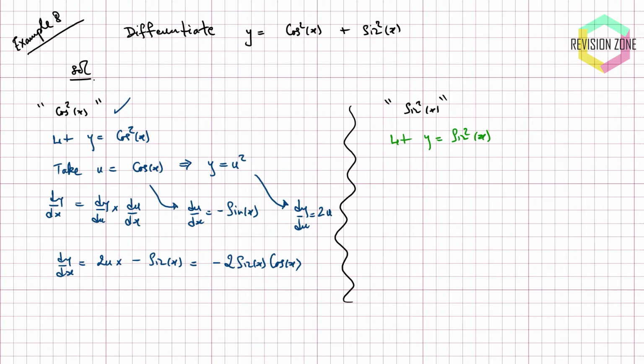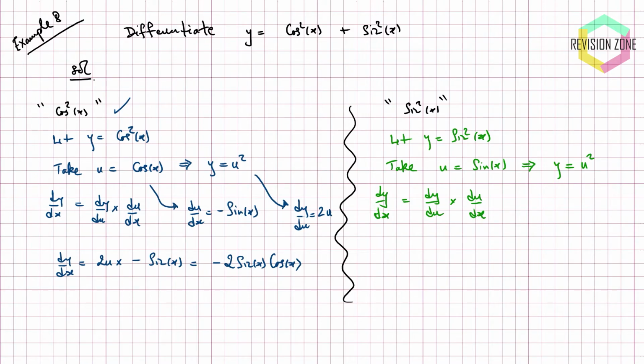So we want to now take u to be, say, sine x, and then that tells me that y is again equal to u squared. So again, to be crystal clear, I'll emphasize that this u in green is not the same as this u in blue, for the same reasons I've given. So by the chain rule, I can say my dy by dx is going to be dy by du times du by dx. So I need to work out my du by dx and my dy by du.